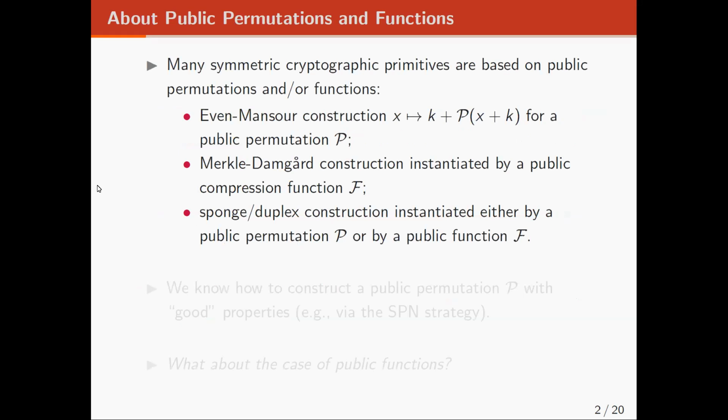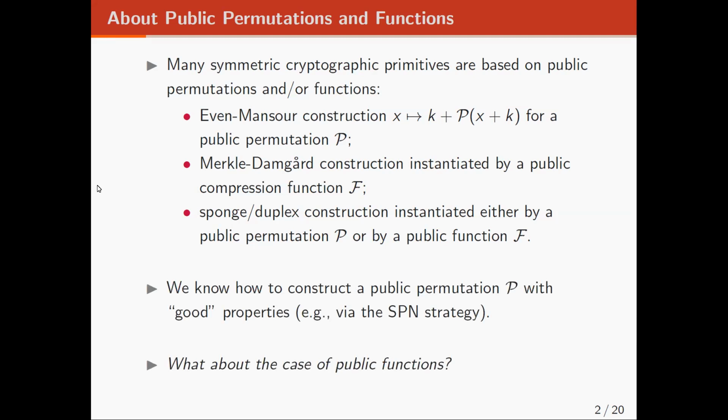First of all, many symmetric crypto primitives are based on a public permutation or public function. To give some examples, the Even-Mansour construction is based on a public permutation P. We take an input X, and the output is defined as the sum of the key plus the permutation applied to the input X plus the key. Or, for example, hash functions make use of a public function. The Merkle-Damgård construction is instantiated by a public compression function f, or the sponge hash function can be instantiated either by a public permutation or a public function.